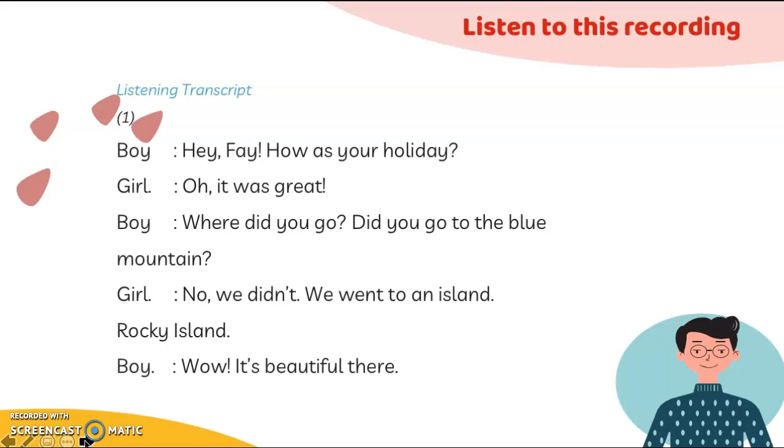Activity 2. Listen and write T for true and F for false. 1. Hey Faye, how was your holiday? Oh, it was great. Where did you go? Did you go to the Blue Mountains? No, we didn't. We went to an island, Rocky Island. Wow, it's beautiful there.